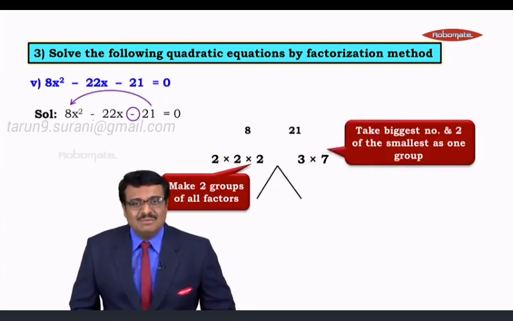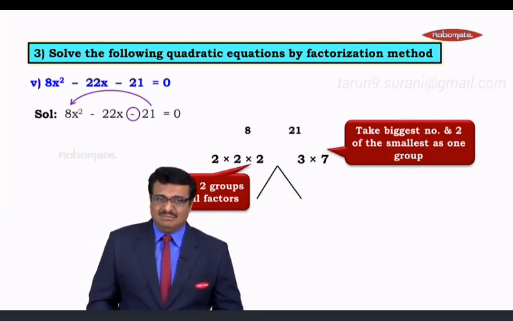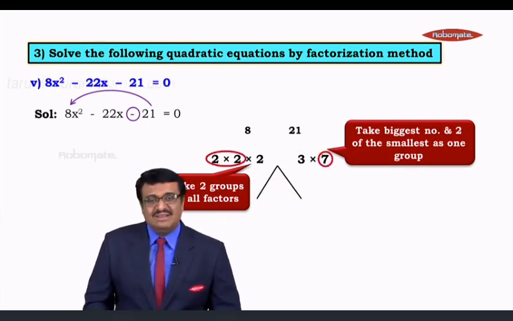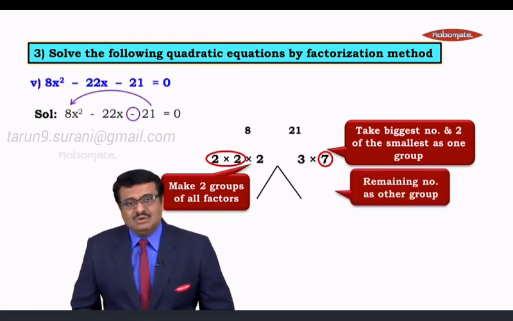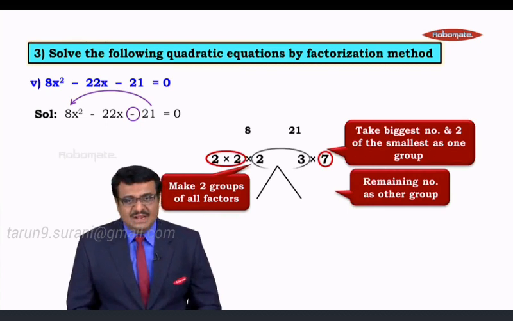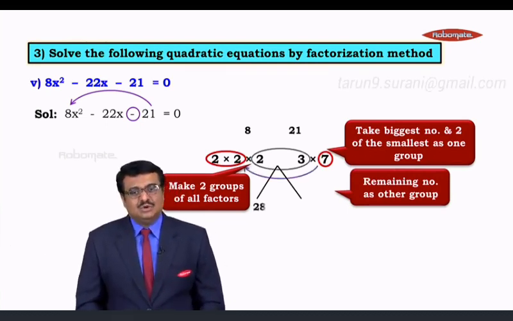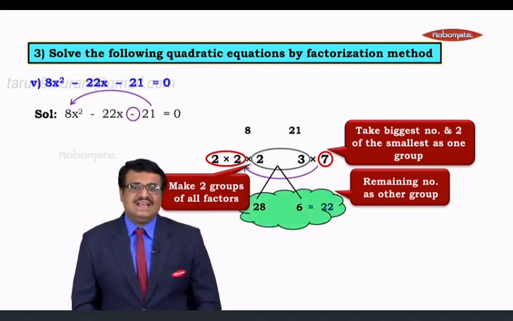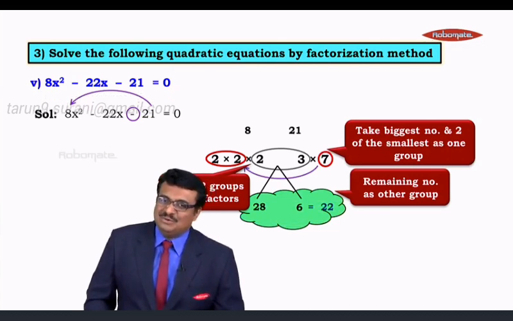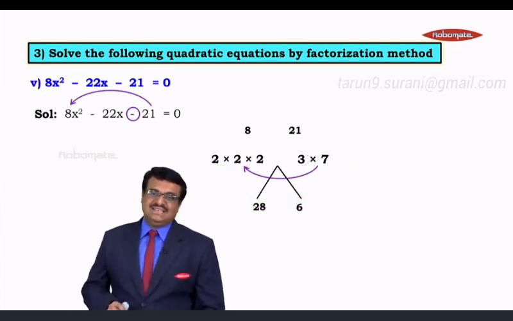Let us take one more number with the bigger number. Take the biggest number and two of the smaller numbers as one group. So 7 and two of the smaller numbers, 2 into 2, as one group. So 7 2s are 14, 2s are 28 becomes one group, and the remaining numbers become the second group. So 28 is one group, 2 3s are 6 becomes the second group. 28 and 6 when you subtract, you will get 22 as required. Yes or no? Right? So the factors are 28 and 6.